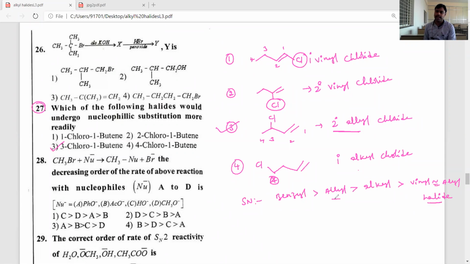Among allyl halides, tertiary is more reactive than secondary and then primary. Among benzyl halides, tertiary is more than secondary and then primary. Here also tertiary is more than secondary and then primary. In alkyl halides, tertiary is more than secondary and then primary. So that is the reactivity order. Okay students, the answer is the third option. Let's see the 28th question.